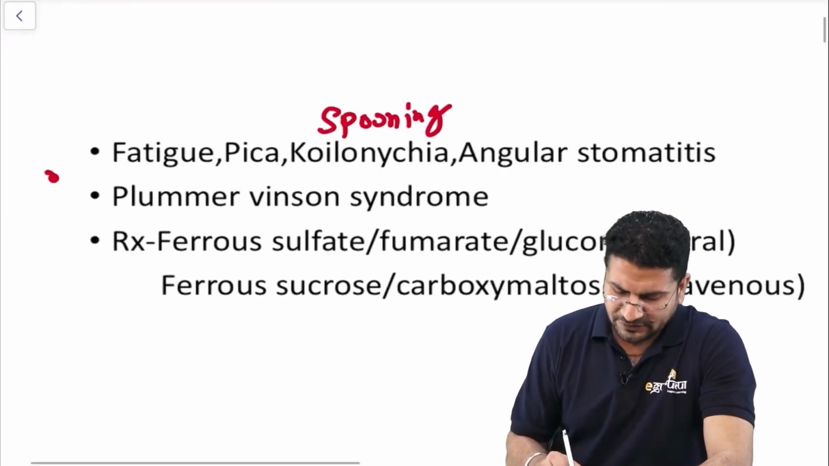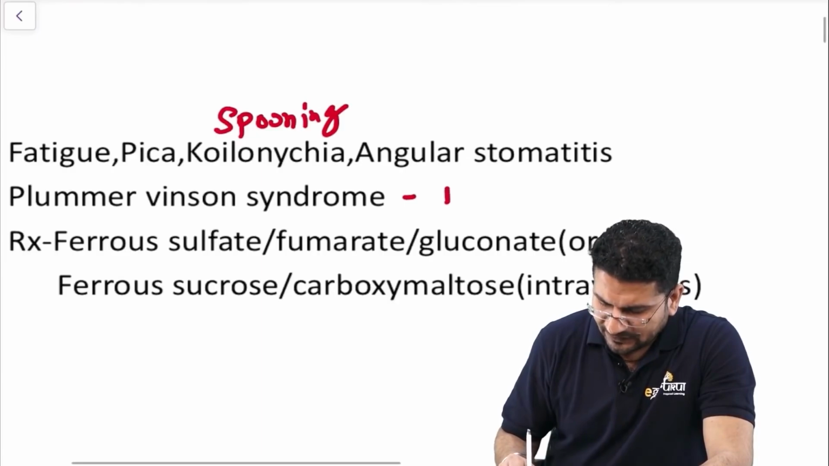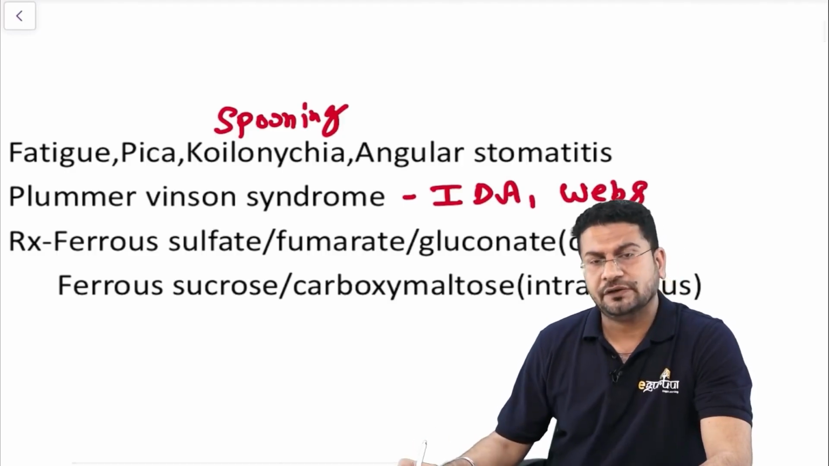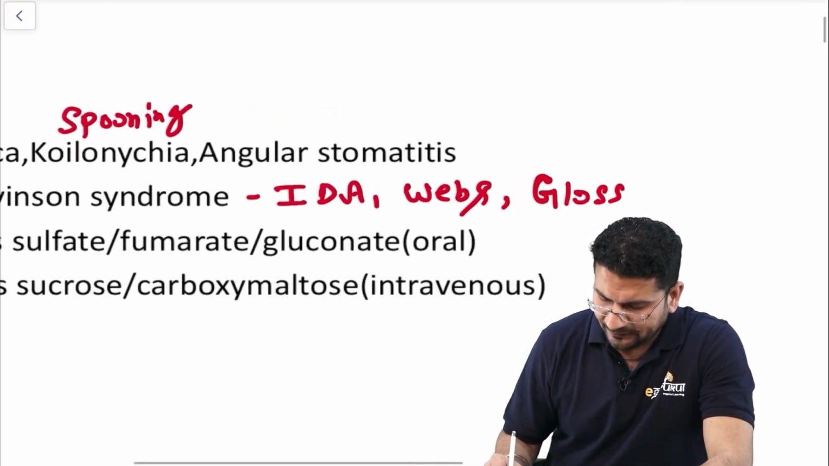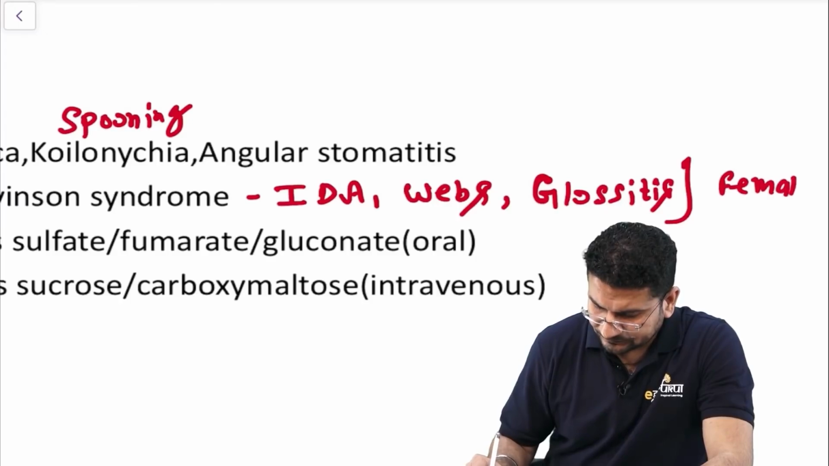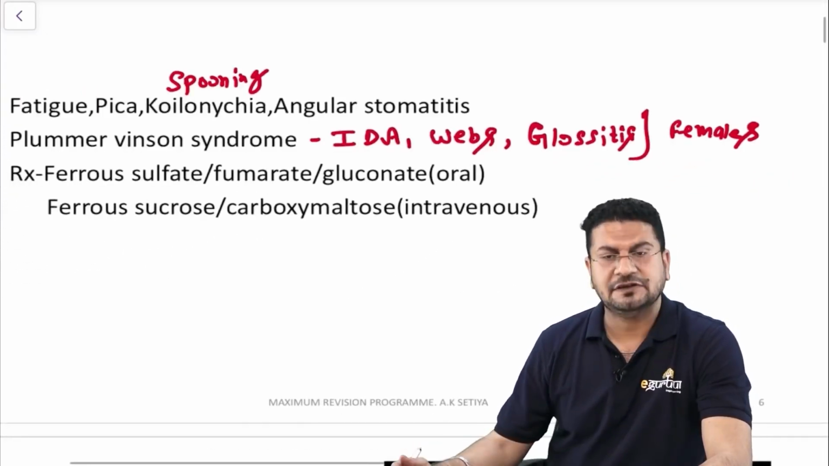Another expected question from my side: Plummer-Vinson syndrome means the patient will develop iron deficiency anemia, there will be esophageal webs, generally called post-cricoid webs, and the patient will have glossitis. This is a triad, and this disorder mostly affects females. We also call this Patterson-Brown-Kelly syndrome or Plummer-Vinson syndrome.